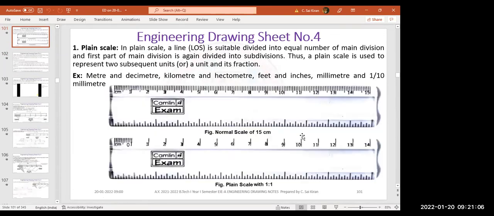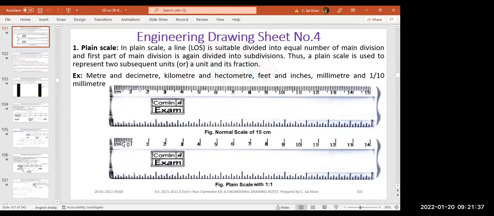Generally, if you take a normal scale, it consists of 1 to 15 centimeters. If you want to measure something such as 8.7, you have to divide between 8 and 9 centimeters into 10 equal parts, and we can generate this scale. But if you want to create a plane scale, instead of dividing between 6 to 7, 7 to 8, 8 to 9, 9 to 10, we divide only the first centimeter, the first main unit.